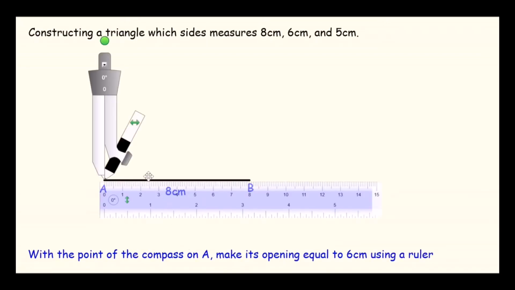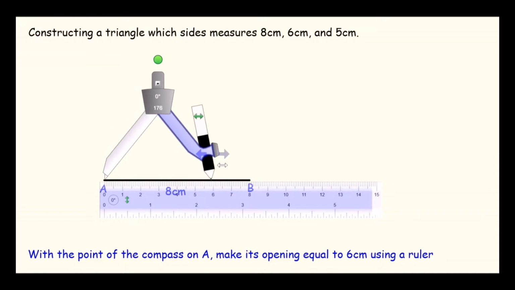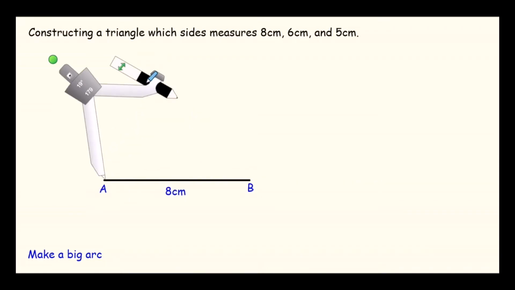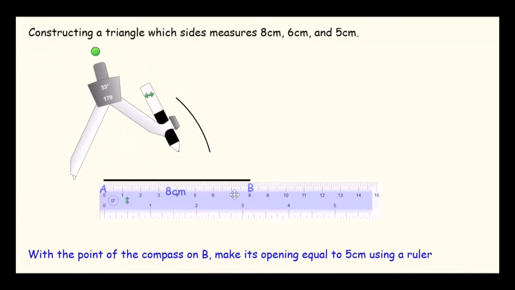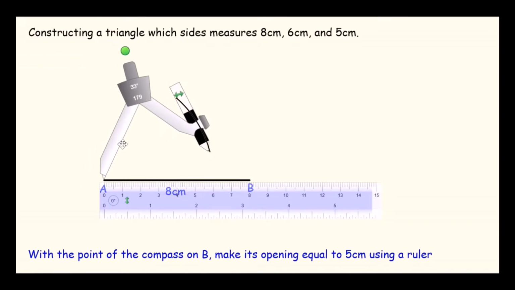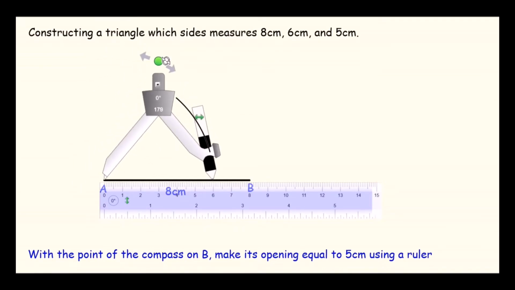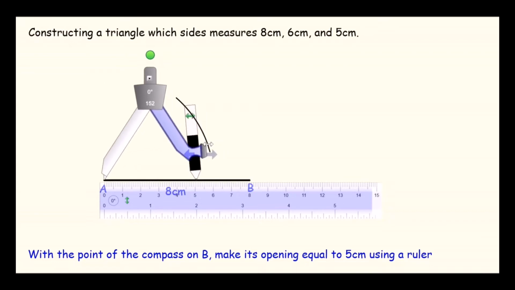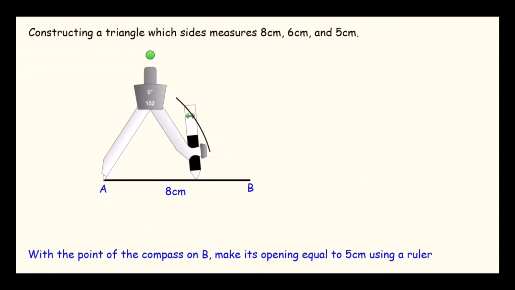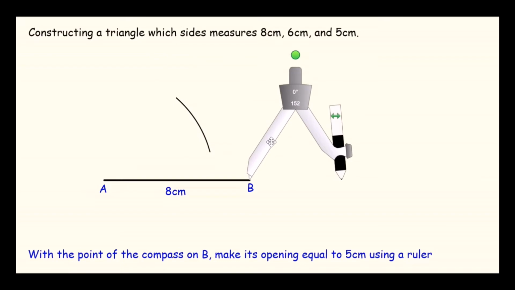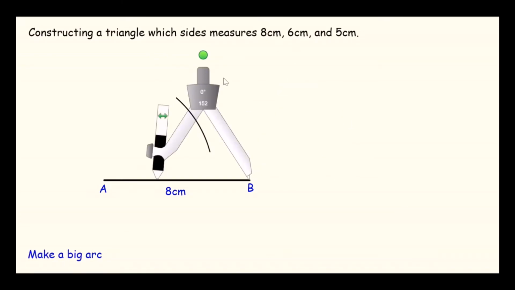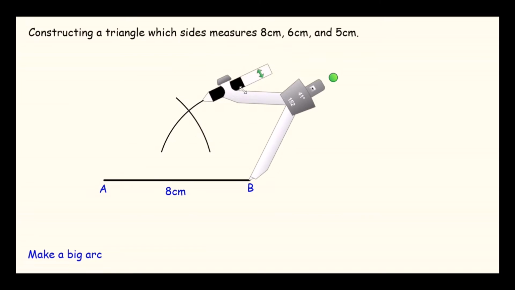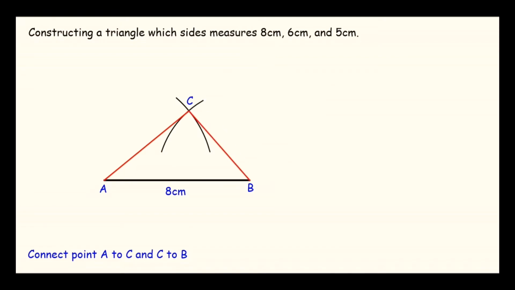With the point of the compass on A, make its opening equal to 6 cm using a ruler and make a big arc. With the point of the compass on B, make its opening equal to 5 cm using a ruler. Then make a big arc. Connect point A to C and point C to B. Here is now your triangle ABC.